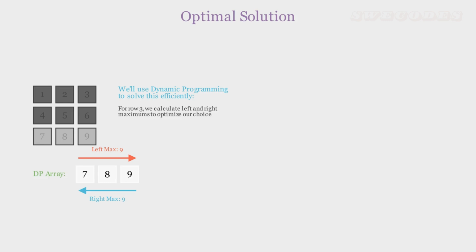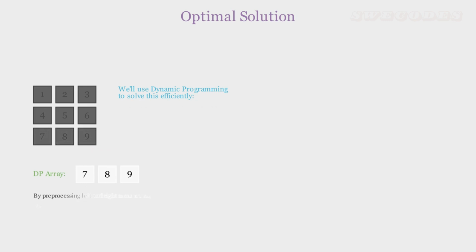By pre-processing these left and right maximums for each row, we've optimized our dynamic programming solution. This approach allows us to solve the problem in O(m times n) time complexity, where m is the number of rows and n is the number of columns. What's more, we've managed to keep our space complexity at O(n), which is the size of our DP array. This makes our solution not only fast but also memory efficient.